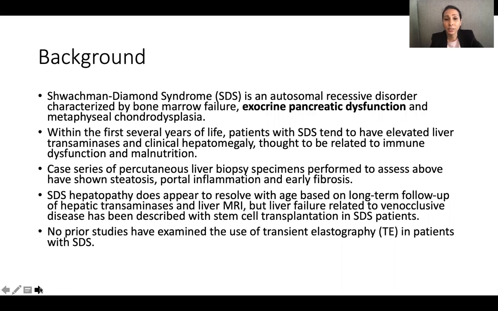Case series of percutaneous liver biopsy specimens performed have shown steatosis, portal inflammation, and early fibrosis. However, SDS hepatopathy does appear to resolve with age based on long-term follow-up of hepatic transaminase levels as well as liver MRI. Still, liver failure related to veno-occlusive disease has been described with stem cell transplantation in SDS patients. No prior studies have examined the use of transient elastography in this patient population.